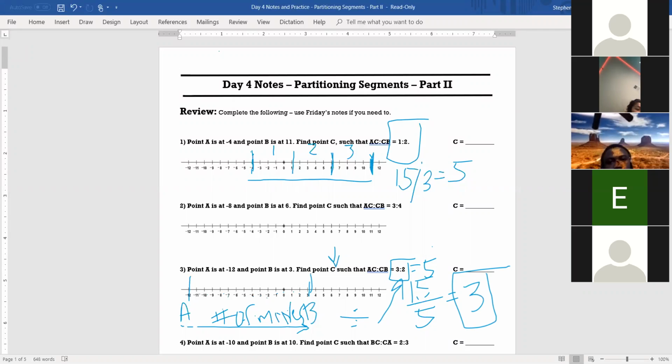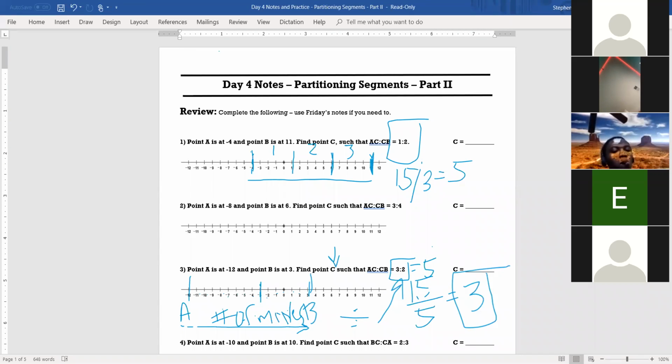The other thing we could do is take 3, and we know it's a 3-to-2 ratio. So to find point C, we could say 3 times 3 is 9. If I take negative 12 and add 9, then I know I'm going to be at negative 3, and that will be where my point C is. Point C will be negative 3. And how do we know that?